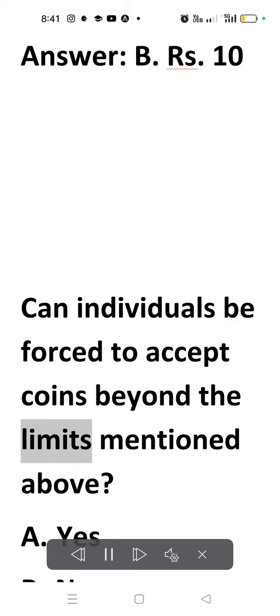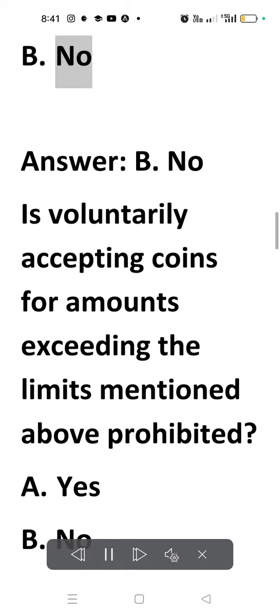Can individuals be forced to accept coins beyond the limits mentioned above? A. Yes. B. No. Answer: B. No. Is voluntarily accepting coins for amounts exceeding the limits mentioned above prohibited?